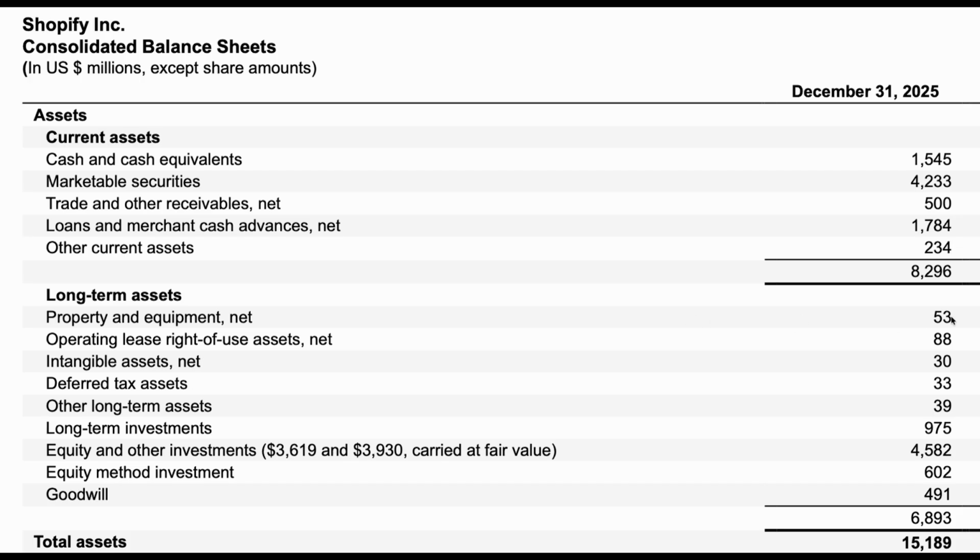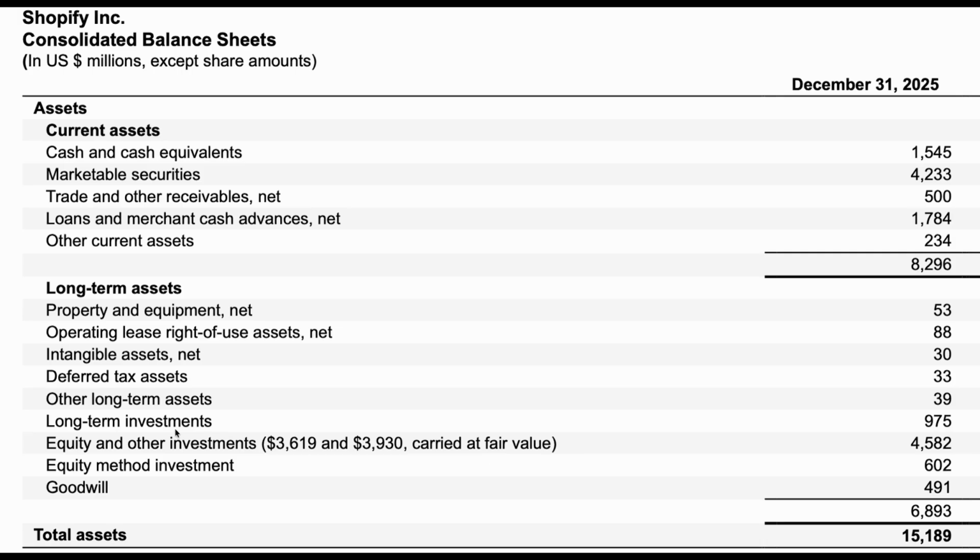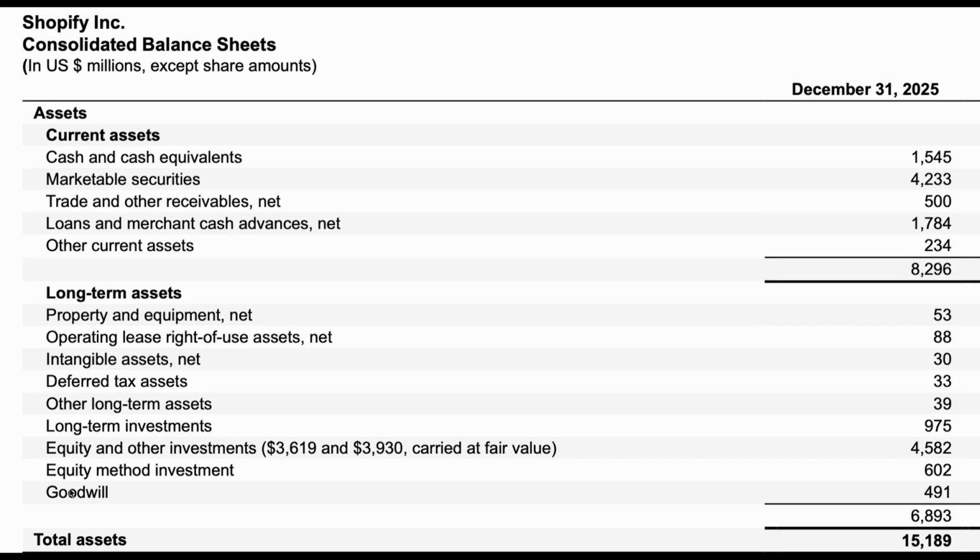On the other hand, we have long-term assets. So they have made some investment into other companies, which is basically reflected here in this long-term asset investments, equity, and other investments, and goodwill. And then, as I said, there's some deferred tax assets and some other intangible assets.